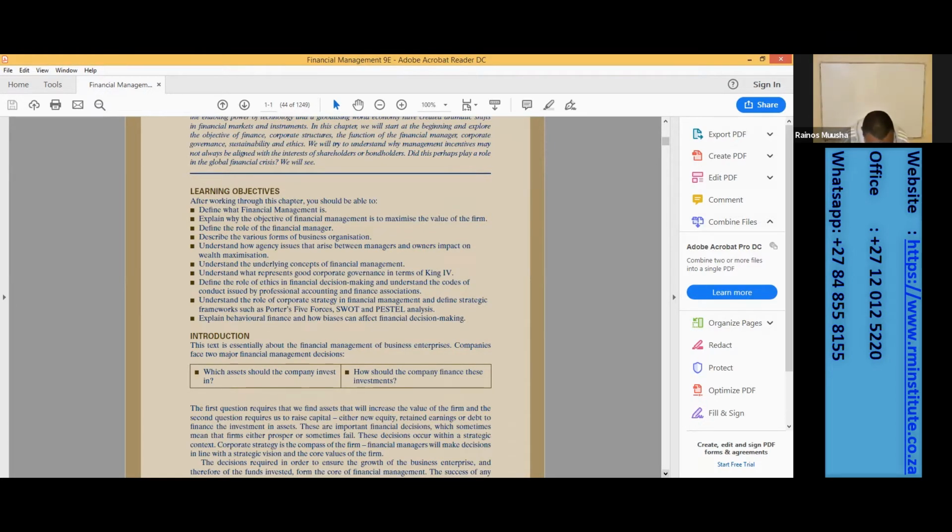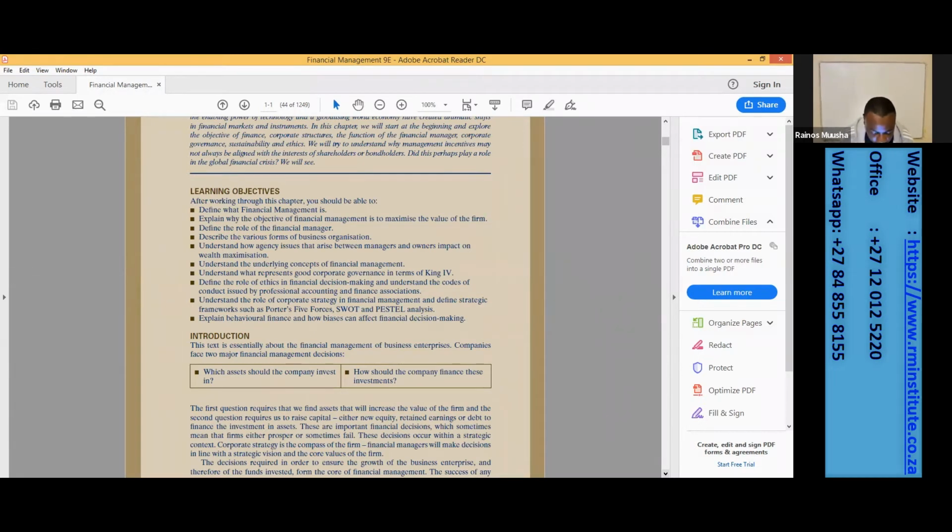Under the introduction, it says this text is essentially about financial management of business enterprises. So companies face two major financial management decisions. Which assets should the company invest in, and how should the company finance these investments as well?